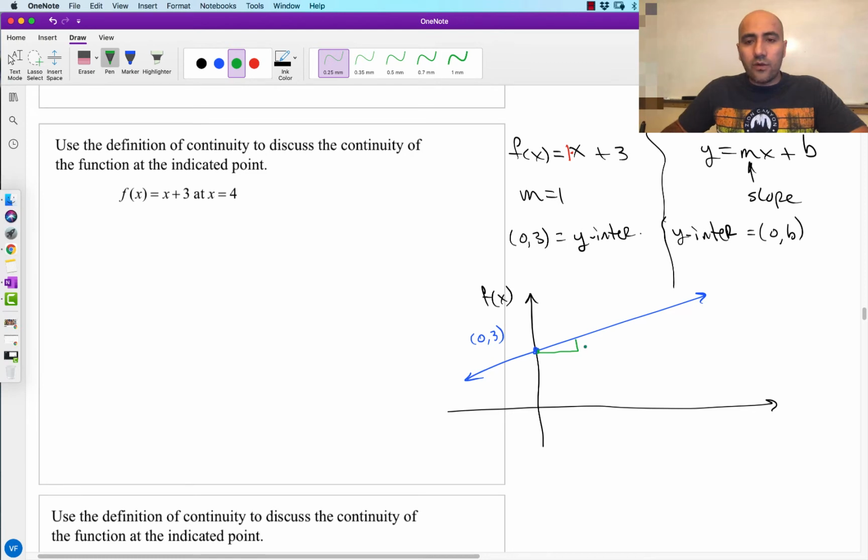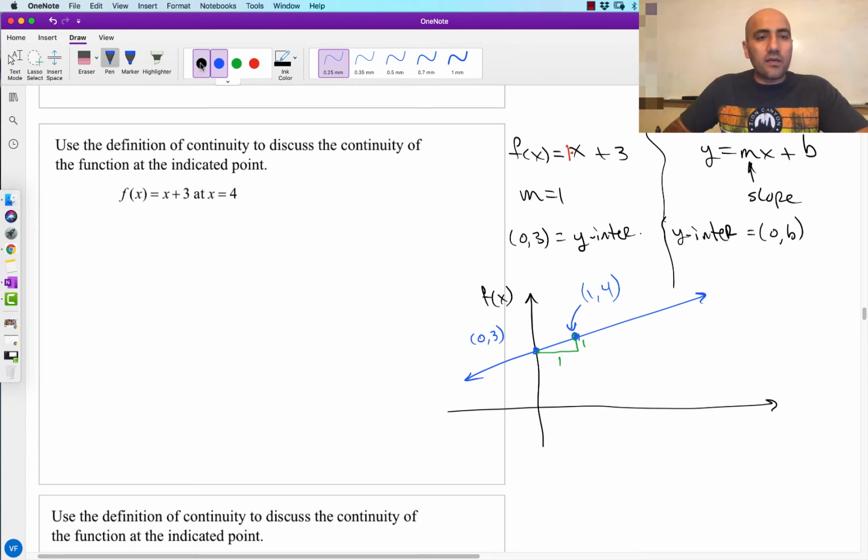Say rise over run is 1 over 1. Maybe the line looks a little weird. 1 over 1, so this is going to be equal to the point 1 comma 4. Here we go, 1 unit this way, 1 unit up. So 1 unit and 1 unit. Okay, so this is just a rough sketch of what that graph looks like.